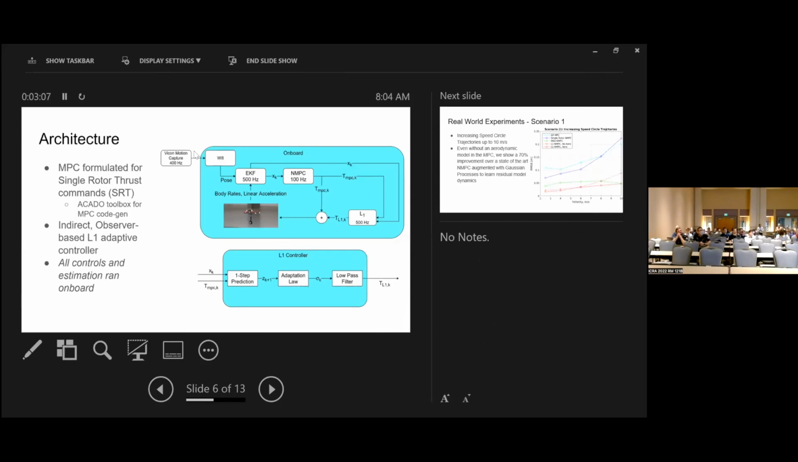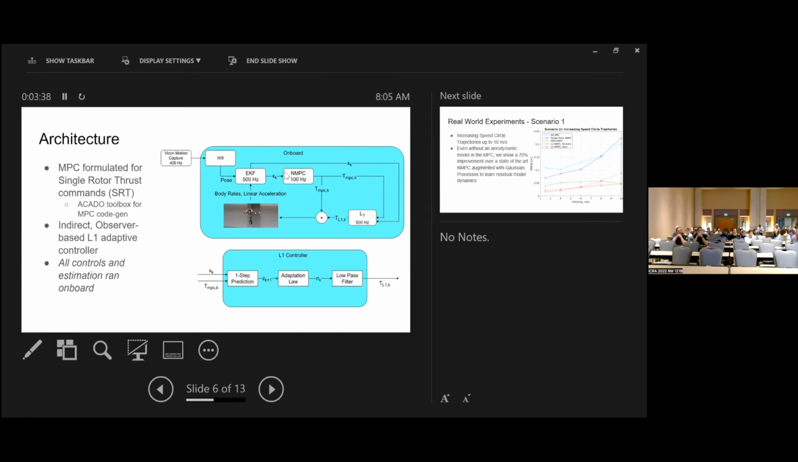So here's a brief look at what our architecture looks like. We're relying on motion capture for this part of the work, but essentially all of this is running on board. We have an EKF doing state estimation, a nonlinear MPC as our model-based controller that's projecting out a second and a half into the future, trying to track some time optimal racing trajectory, which is calculated a priori. And then that nonlinear MPC is cascaded to our adaptive control, which is then trying to drive the system ultimately towards the MPC solution.